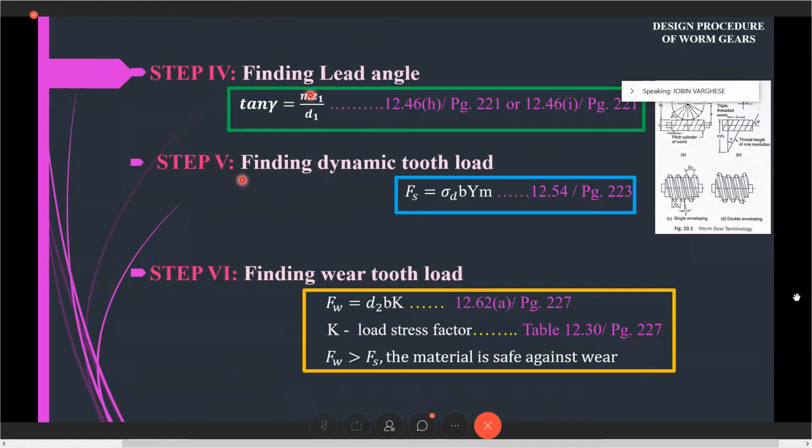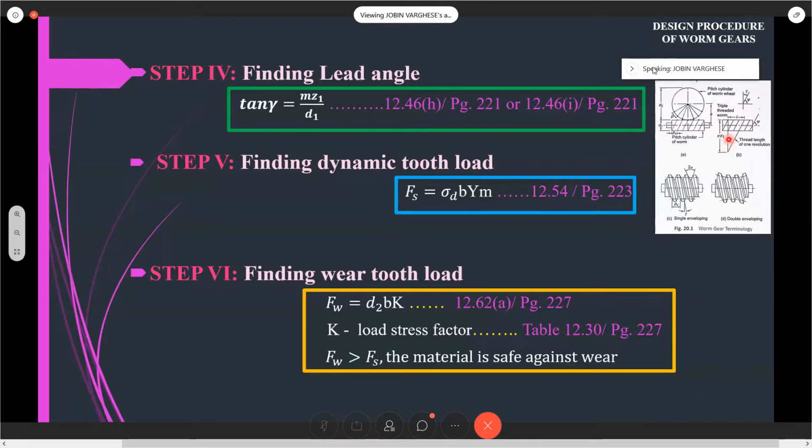And then comes the finding of the lead angle, where I have explained what the lead angle is. So you can see that when we take a plane that is normal to the axis of this worm, as well as when we take a tangent from the worm, there will be an angle, and we use this angle gamma as the lead angle. We have to find out the lead angle: tan gamma is equal to mz by d1.